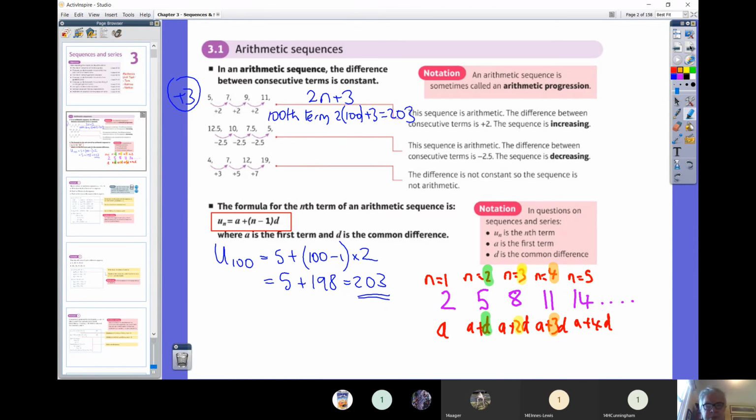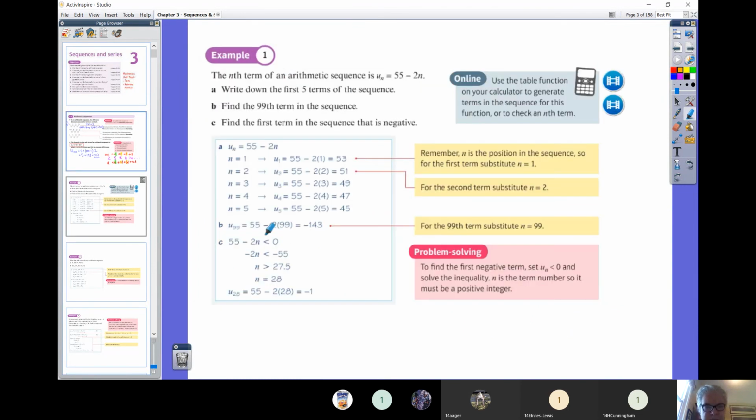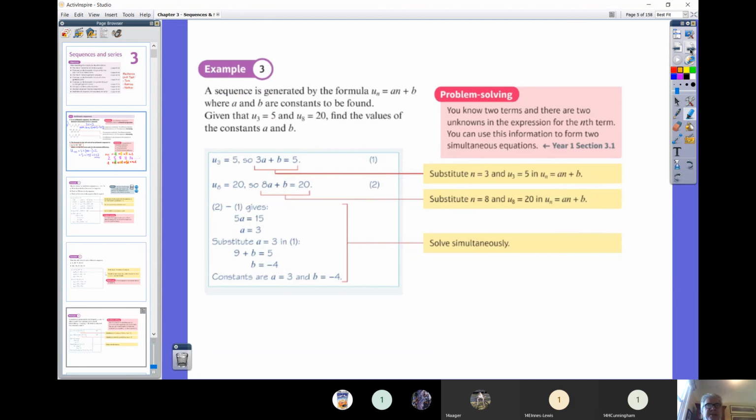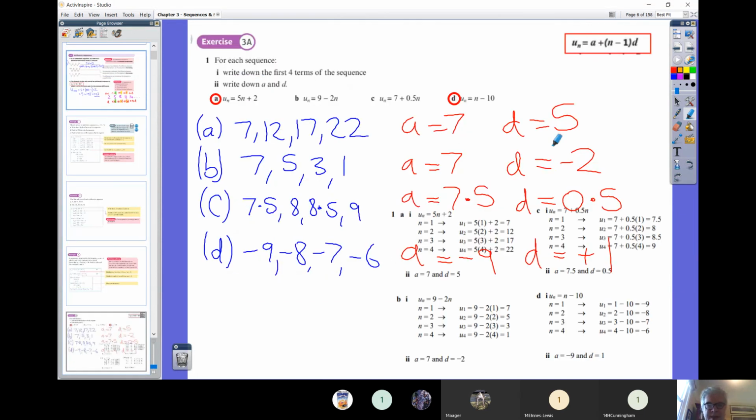We then have a number of examples. I'll just read through the examples. Again, it's all very much GCSE standard here. If you want to work through those examples, please do. And then that takes us into exercise 3A. And again, I'm totally happy that you just dot around in this.